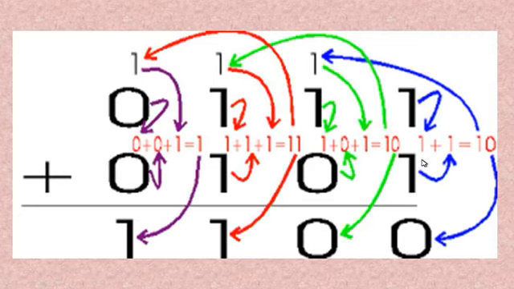Okay, 1 plus 1 is equal to 10. I have written 0 here as a sum, and that carry out is taken as a carry in for the next bit addition. So this 1 plus 0 plus 1, that is 1 plus 1 is equal to 10. Therefore the sum 0 is written here, and that carry out is taken as a carry in for the next bit addition.